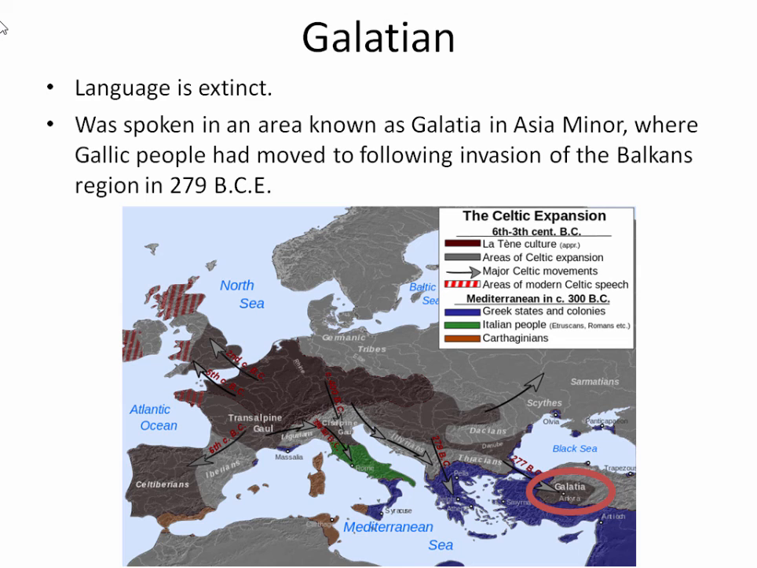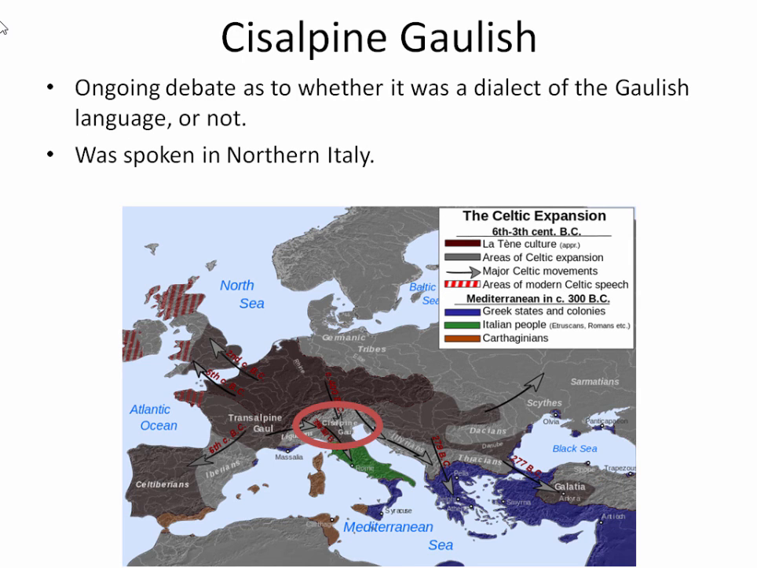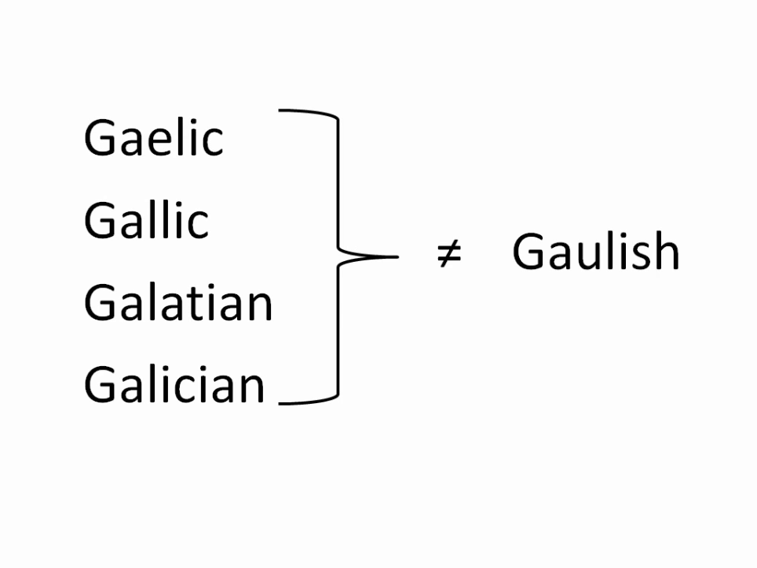This diagram also represents a good opportunity to briefly touch on Cisalpine Gaulish. Cisalpine Gaulish was spoken in northern Italy at the same time Gaulish was being spoken in Gaul. It is currently an ongoing debate as to whether Cisalpine Gaulish is a local dialect of the Gaulish language or not. I hope this video may have helped to clarify the differences between some of these languages. If you see somebody talking about the Gaulish language being in use after the 5th century CE, they may not have the most reliable information.